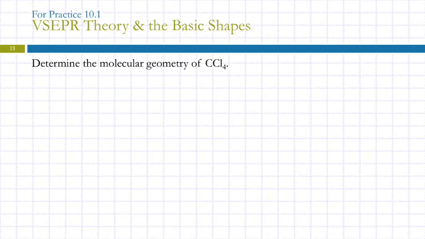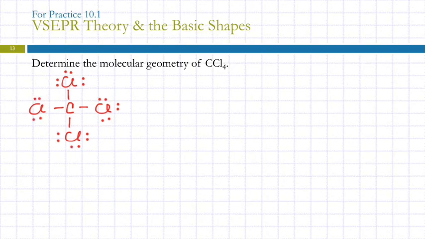Okay, so determine the molecular geometry of carbon tetrachloride. What we're going to do is draw the Lewis structure and look at the central atom and ask ourselves how many electron groups. And then we're going to think about balloons. So carbon tetrachloride, put the carbon in the middle and put the chlorines around it. And then if we distribute all of the valence electrons, we'll find out that its Lewis structure looks like this.